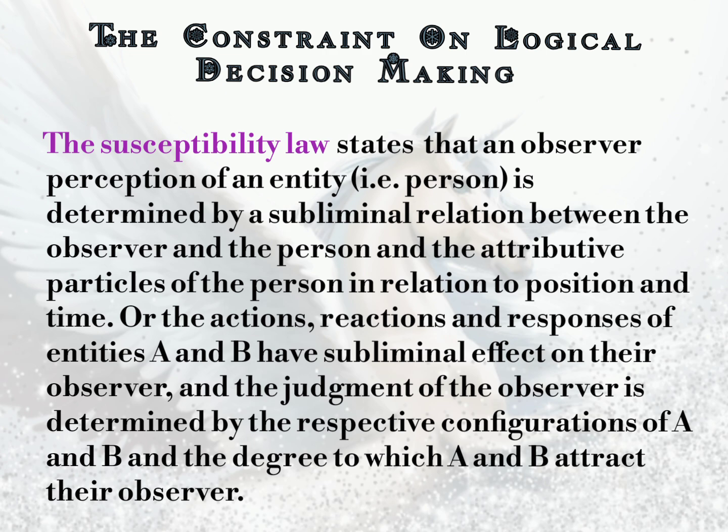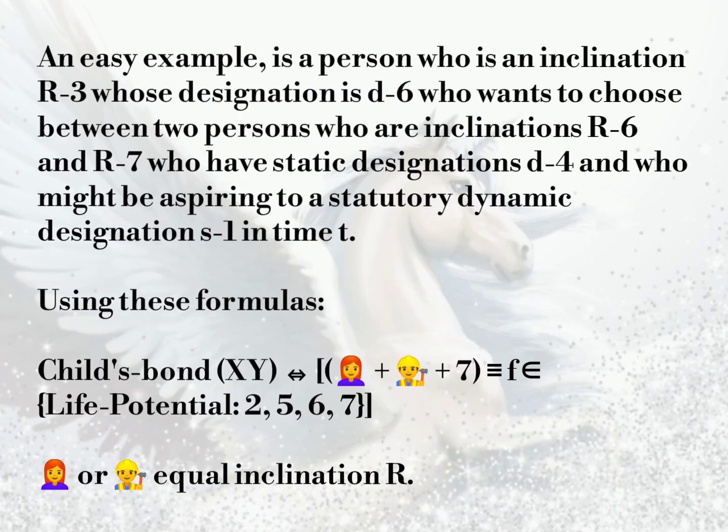An easy example is a person who is an inclination R3 whose designation is D6, who wants to choose between two persons who are inclinations R6 and R7, who have static designations D4 and who might be aspiring to a statutory dynamic designation S1 in time t.